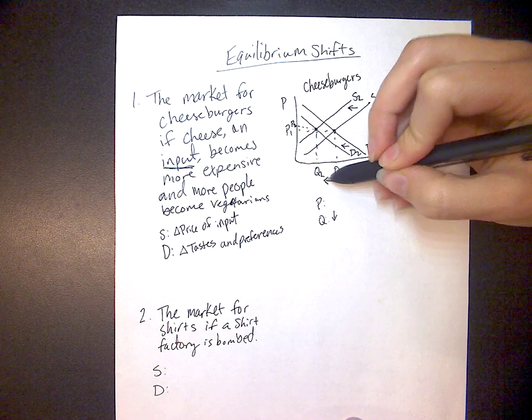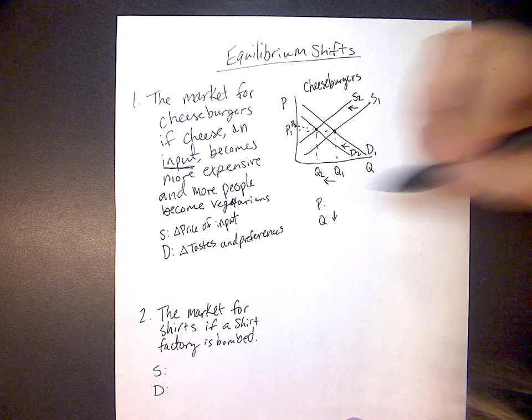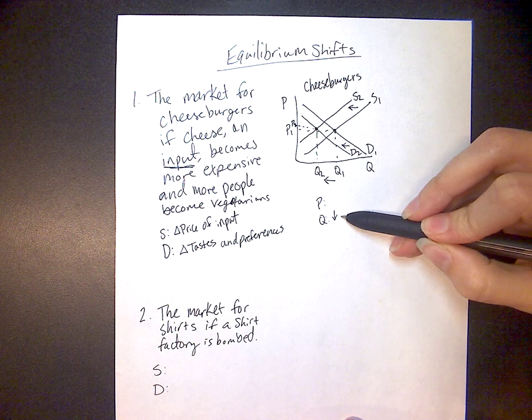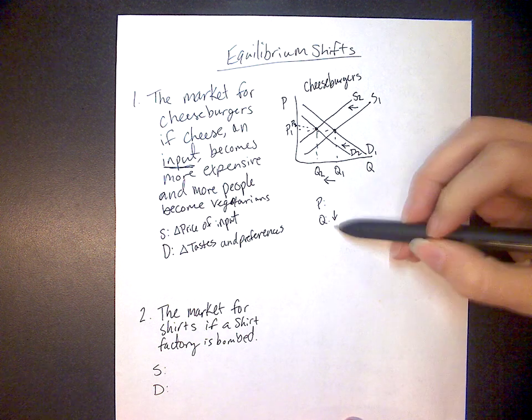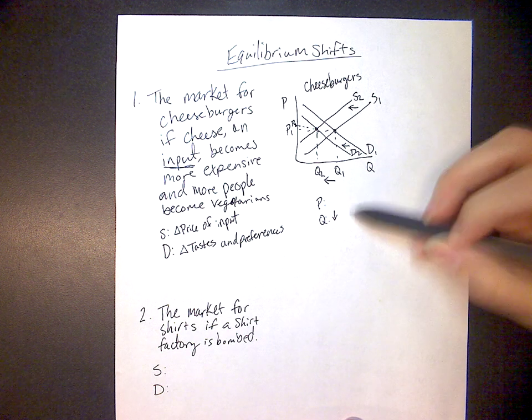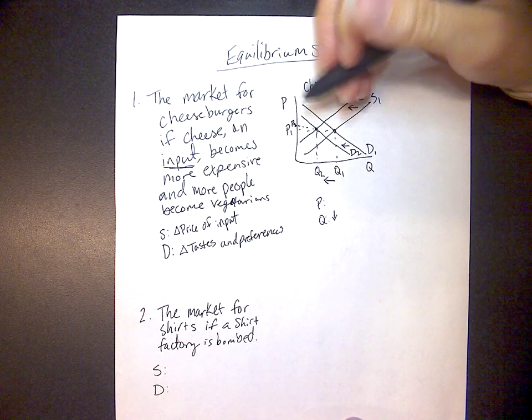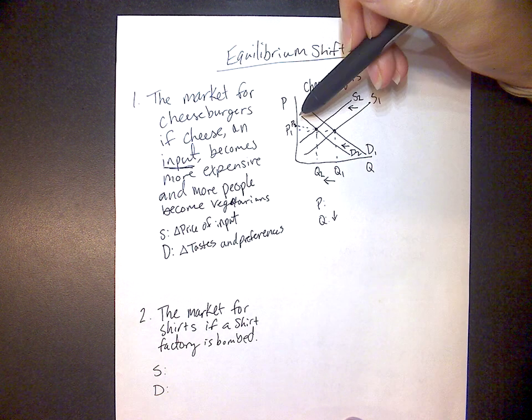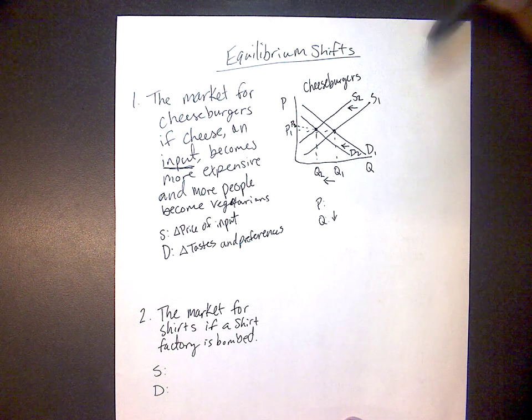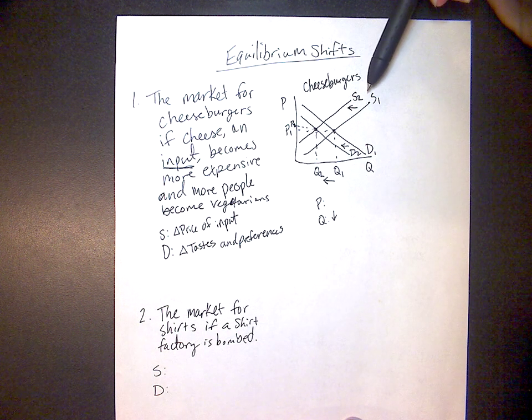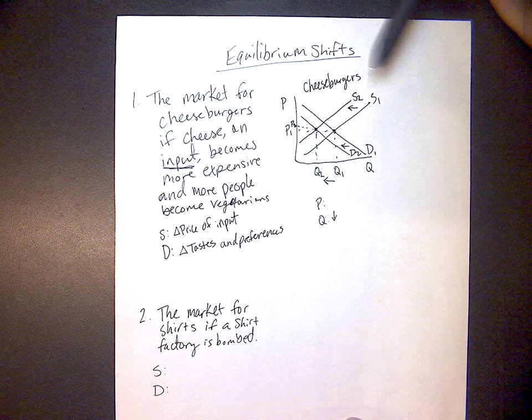So you can put it either here on the axis, an arrow pointing to a smaller quantity, or here in your quantity area. You can do down arrows, you could write decrease. Arrows are nice and easy to read, but you could also write decrease. Okay, and then let's look at price. So this supply shift alone, of it's harder to make cheeseburgers, how would that alone change the price?